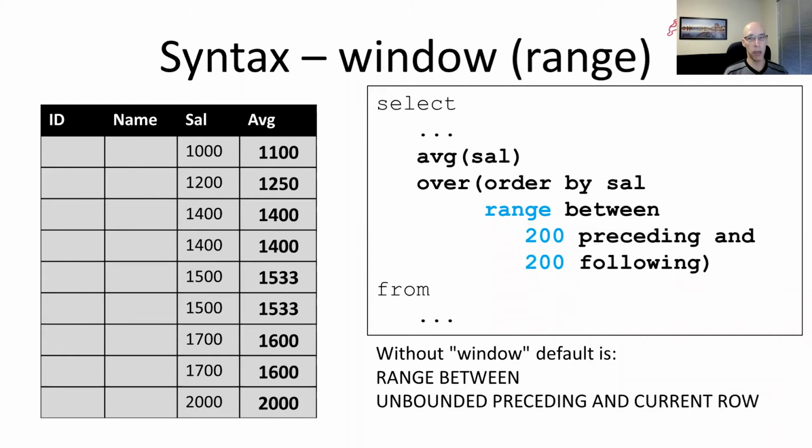So if you use order by and you don't understand why things might look a bit weird, remember that this is the default window. If you want something else, like the entire partition, which is unbounded preceding and unbounded following, you have to write that specifically.